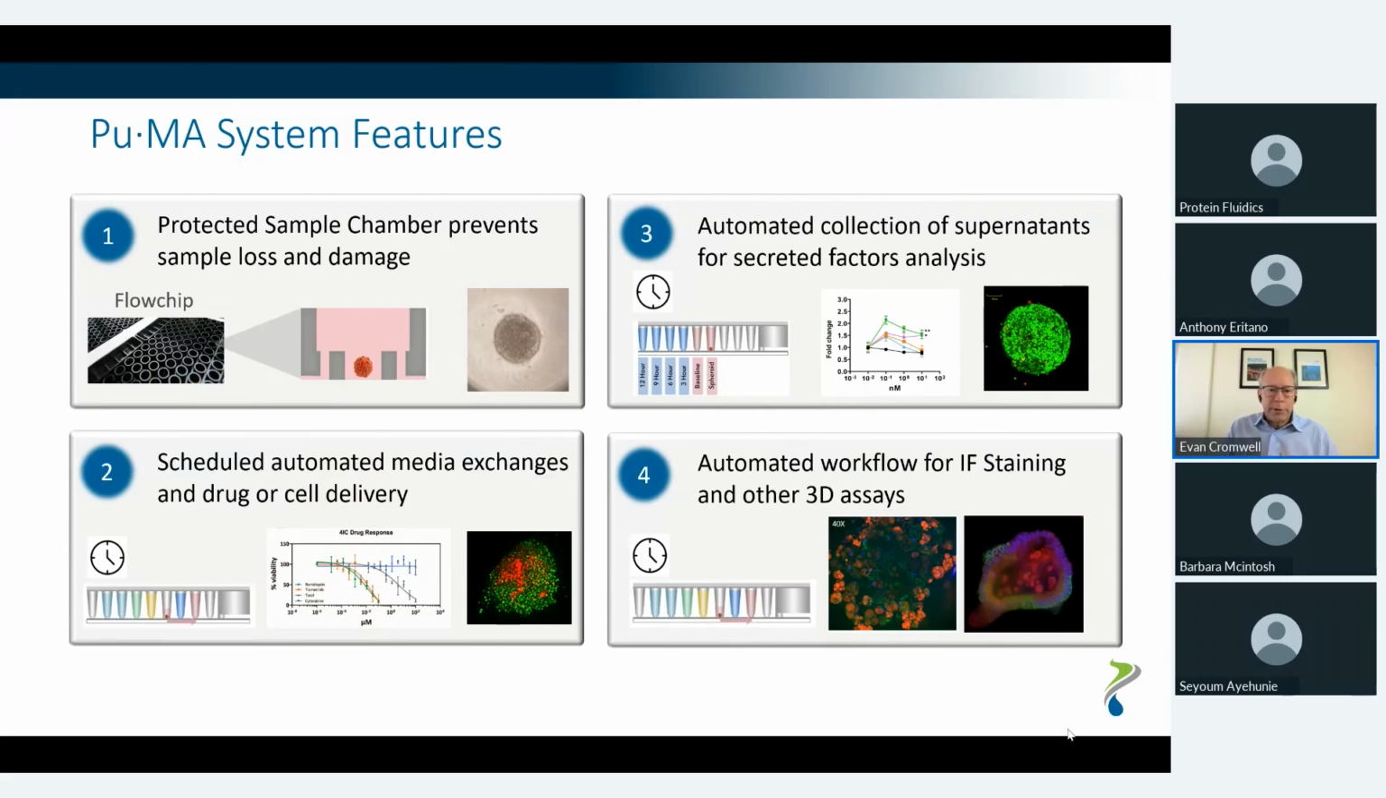Because we're a microprocessor-controlled system, you can schedule your media exchanges and supernatant sampling automatically, and look for dynamics in changes of metabolism, immune response, other important biological factors, and phenotypic changes. And at the end, you can do immunofluorescence staining, which is a very complicated multi-step process, and we allow you to do that at much higher efficiency. And again, be able to grab really beautiful images of your organoid models.